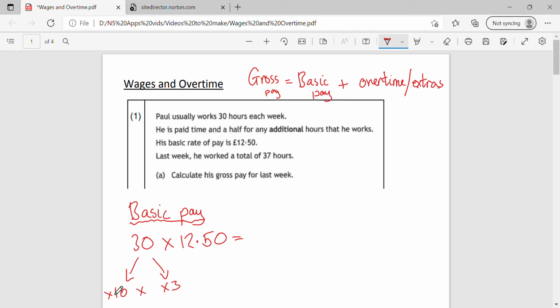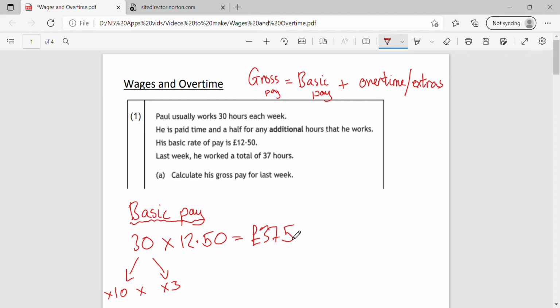So if I times it by 10, that moves the decimal point 1 place. And then times that by 3, so £12.50 times 10 would be £125. £125 times 3 is £375. Again, if you're unsure about any of those steps, so 125 times 3, you can potentially just consider 125 plus 125 plus another 125. Or you could just set down a wee calculation for that, some working. So that's what the basic pay is.